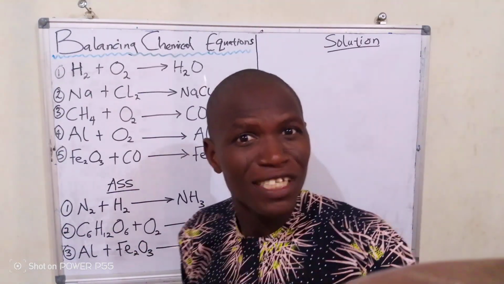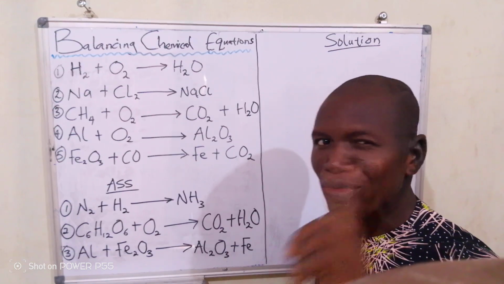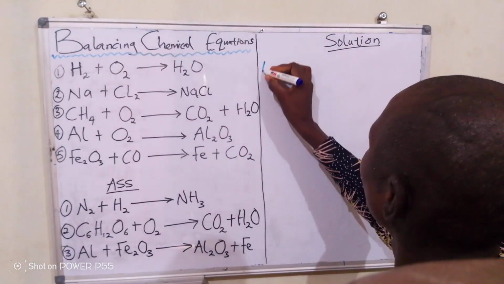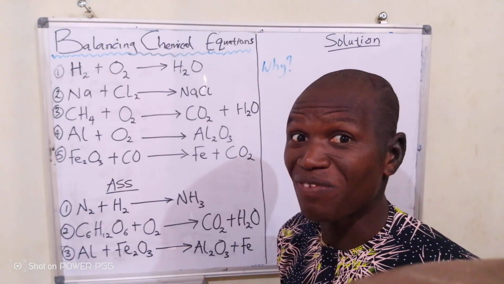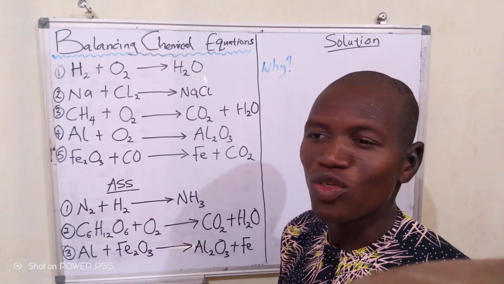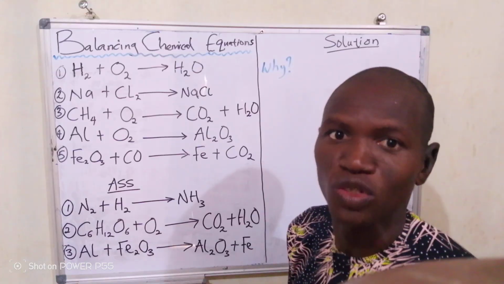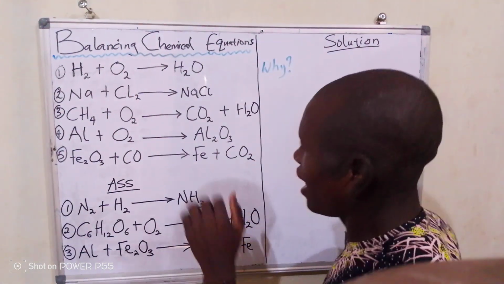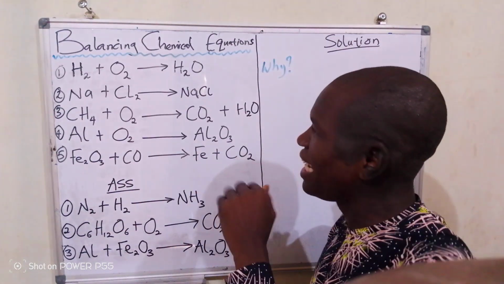First things first, before I show you how we can balance these chemical equations, there is something very important you need to know. What is that? Why? The why behind balancing chemical equations is very, very important. If you know it, you have already known the basics of why we balance chemical equations, and I will tell you why. Then we balance all these chemical equations except these last ones. I will tell you what we will do with them. All right, so let's balance.